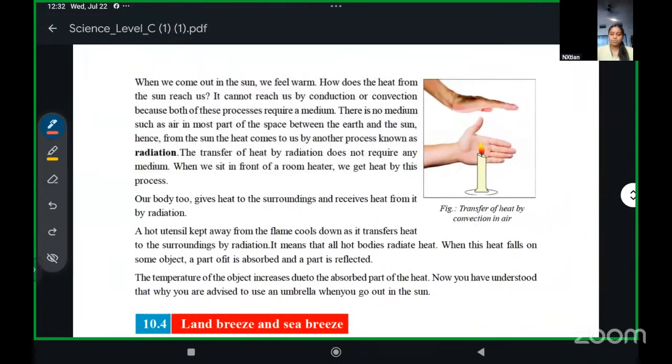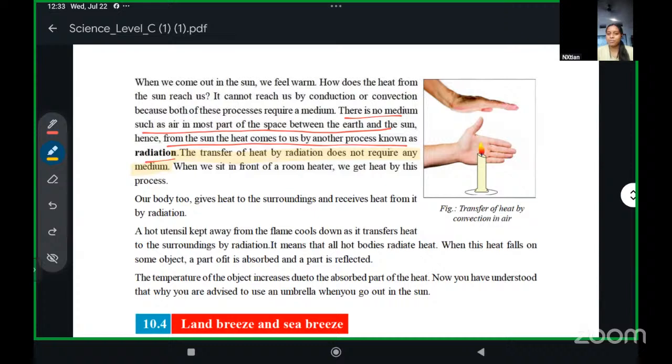When heat reaches us without any source in between, when the heat can directly reach us, that is known as radiation. There is no medium such as air in most part of the space between the Earth and Sun. Therefore, from the Sun, the heat comes to us by another process called radiation. Radiation is the transfer of heat that does not need any medium.